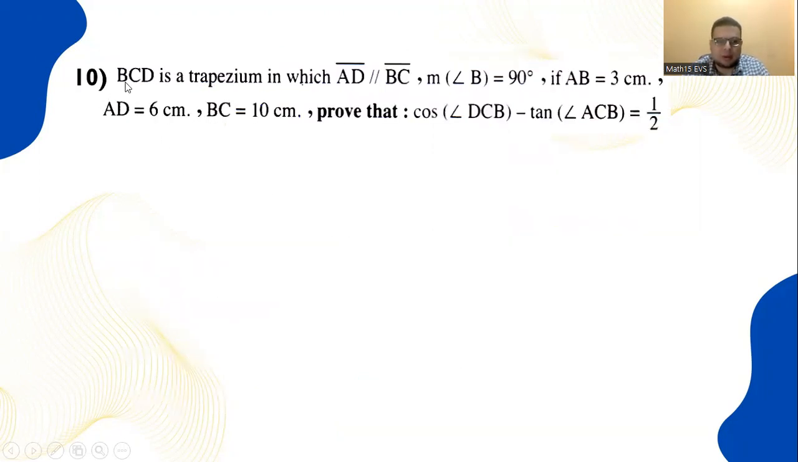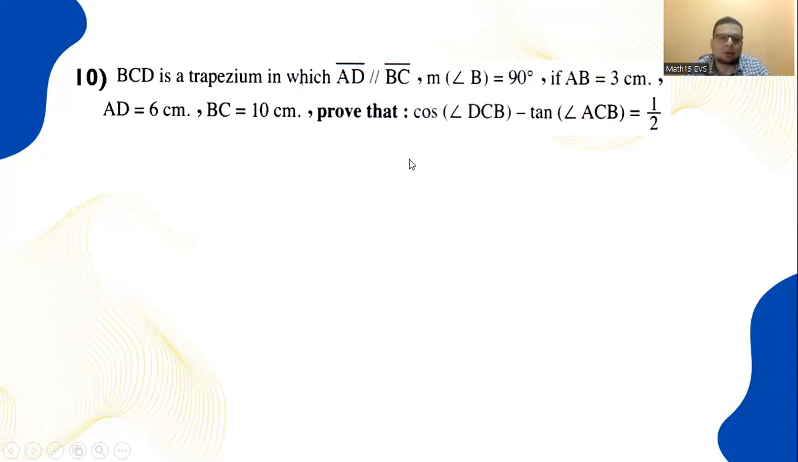Question number 10. ABCD is a trapezium in which AB is parallel to BC. Measure angle B equals 90 degrees. If AB equals 3 centimeters, BC equals 6, BC equals 5. Prove that cosine angle BCD minus tan angle ACD equals half.